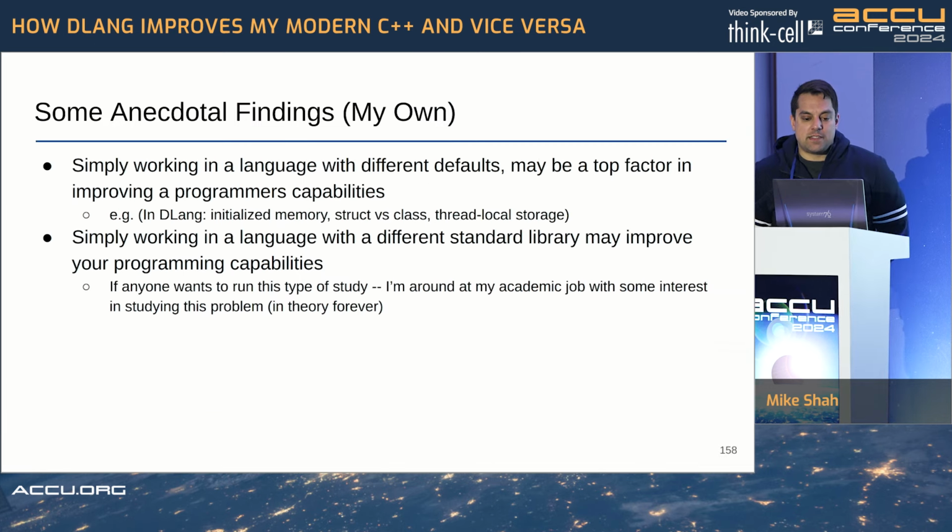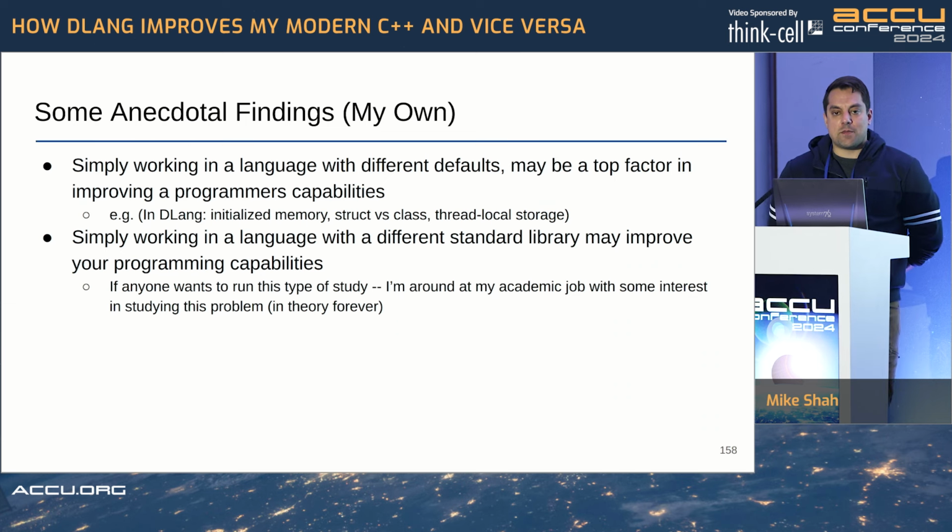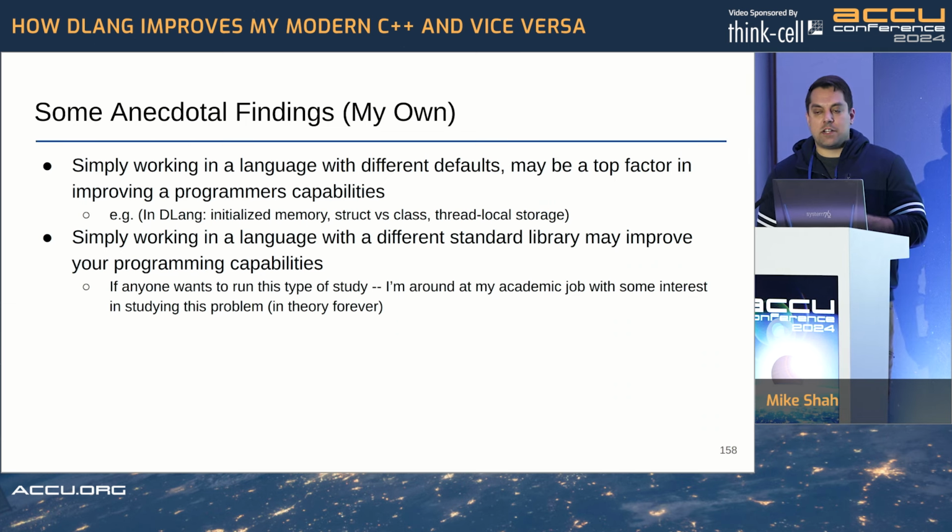So, just some anecdotal findings, my own here to wrap things up. I think working in a programming language with different defaults, that's probably a top factor in how you improve a programmer's capabilities. Again, I think if there's something I can try to measure, choosing a vastly different language can be very useful for thinking about how you approach different problems. I wouldn't say D and C++ are that vastly different, but there are enough different things in there to make it interesting. So, choose two languages as you will.